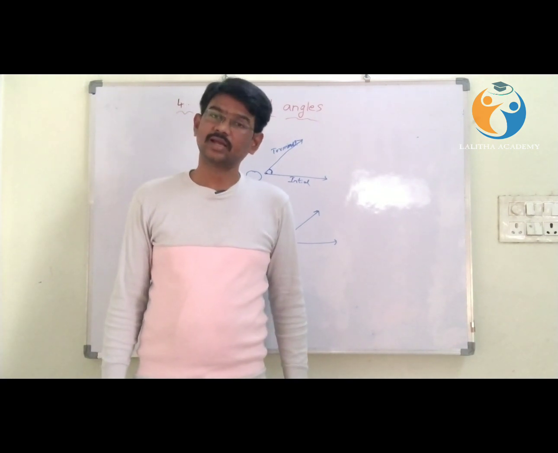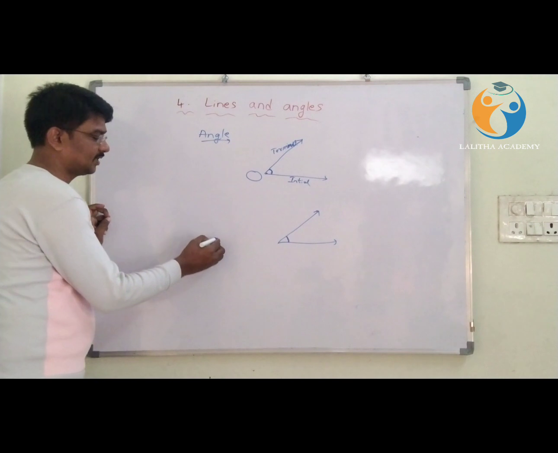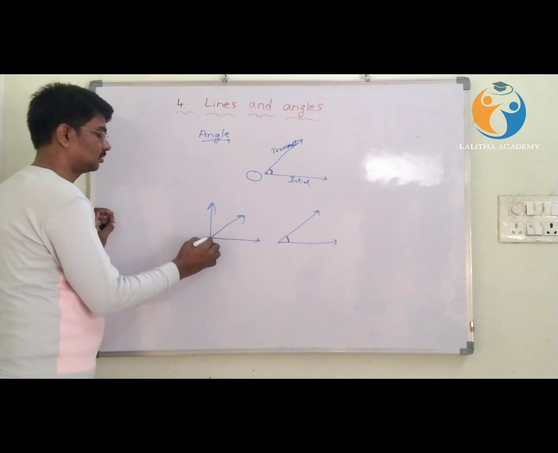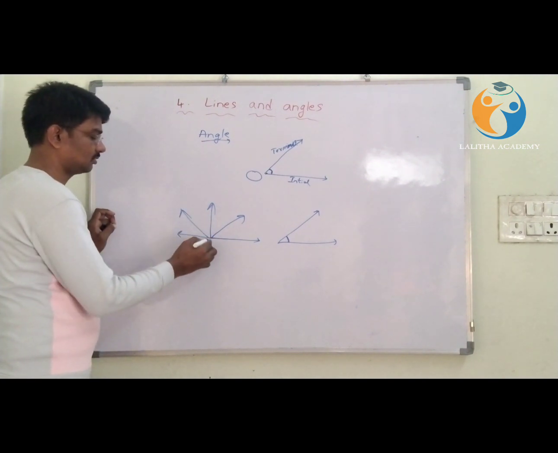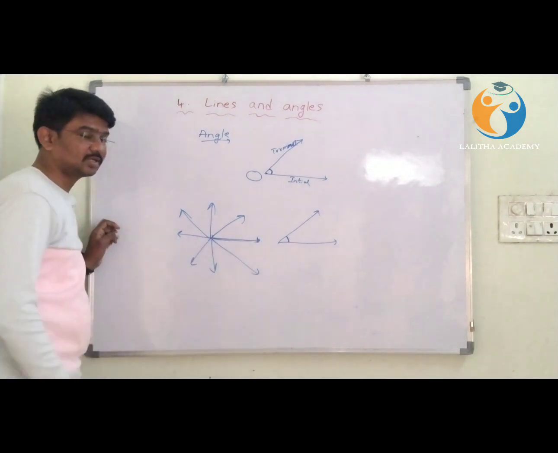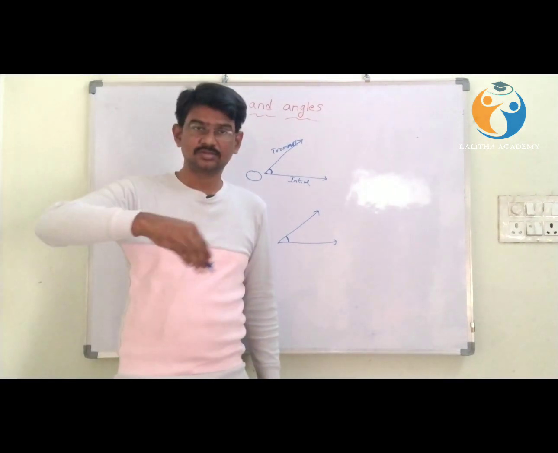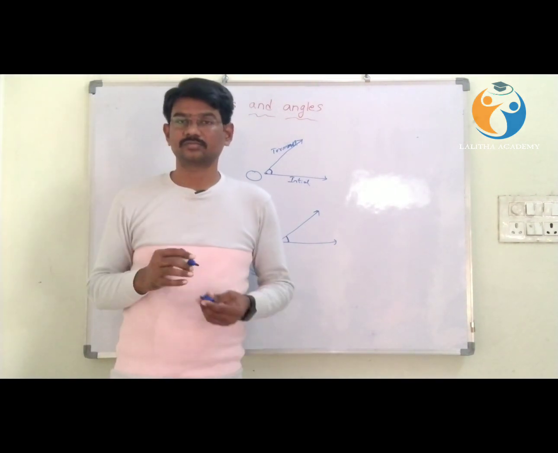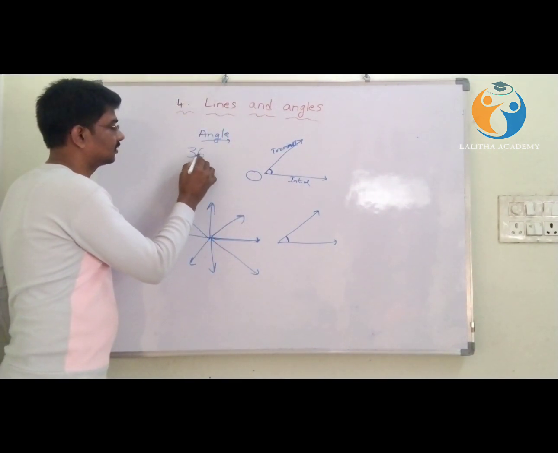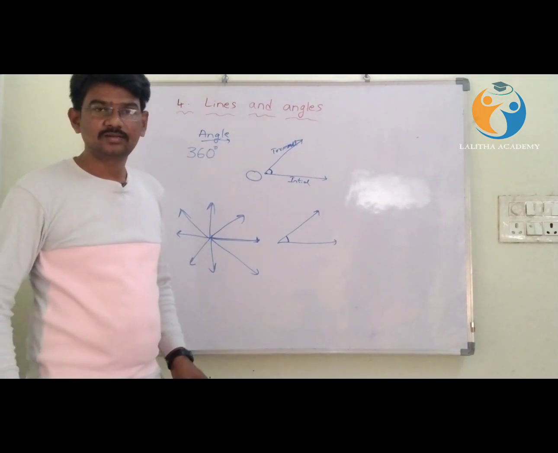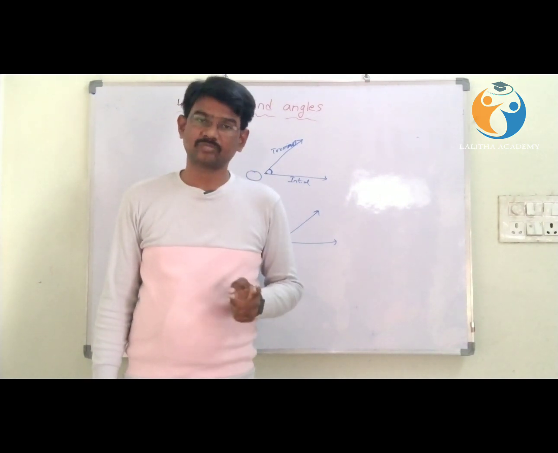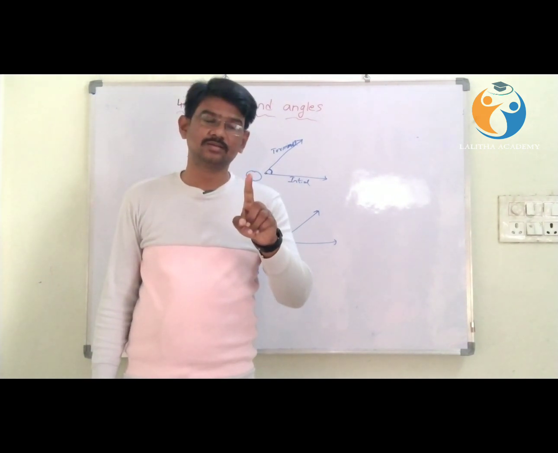Suppose one ray started here, moved here, and here, and here, and finally reached the initial position. This is called a full rotation. What is the angle of a full rotation? 360 degrees. 360 degrees is the full rotation value. So first, what is an angle?